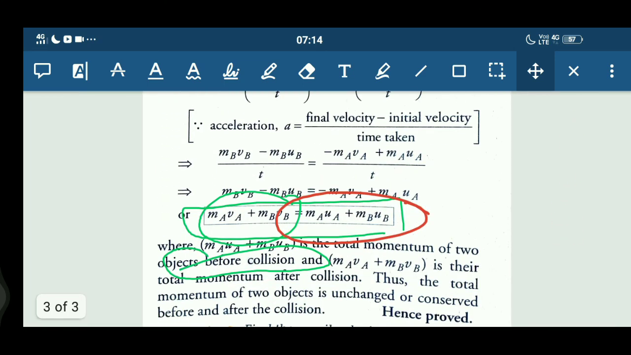See now, MAVA plus MBVB. Fine, children. So I hope this concept is clear to each one of you. Fine. There are a lot of applications as well for this law of conservation of linear momentum. For example, the flight of jet planes and rockets can be understood in terms of the law of conservation of momentum.